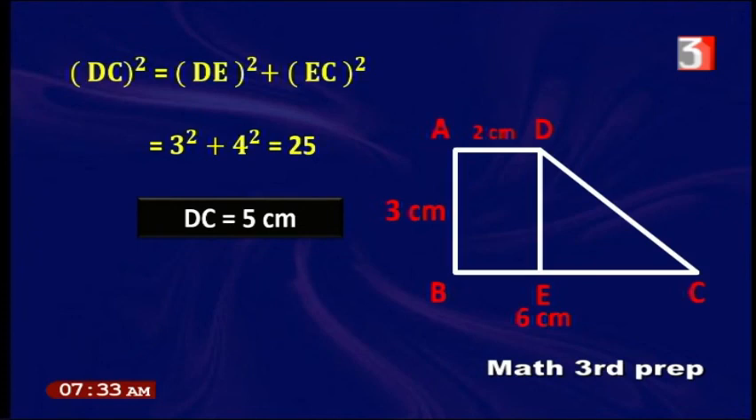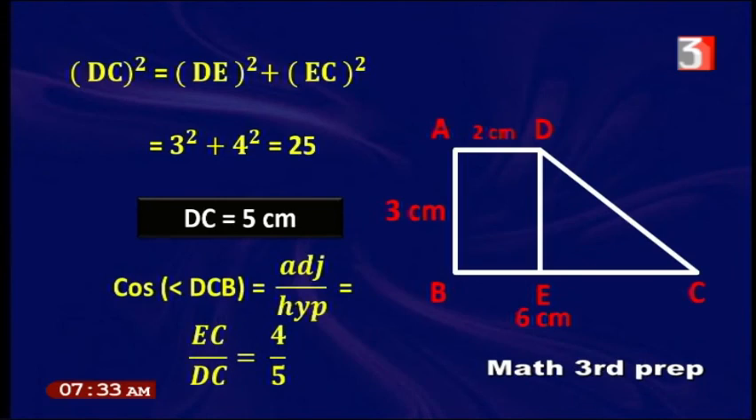Then to find cosine angle DCB, what about cosine? It is adjacent over hypotenuse. So it is EC over DC. What about the length of EC? It is 4. What about the length of DC? It is 5. So cosine angle DCB equals 4 over 5. Another example.